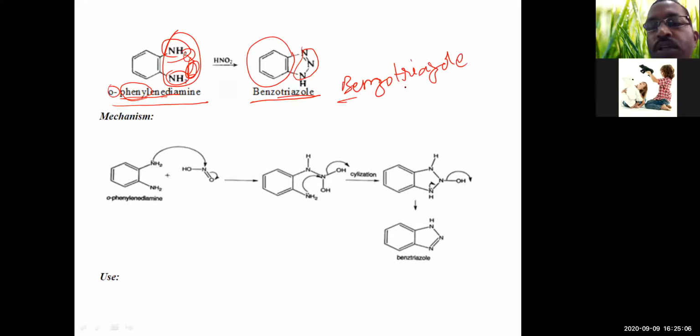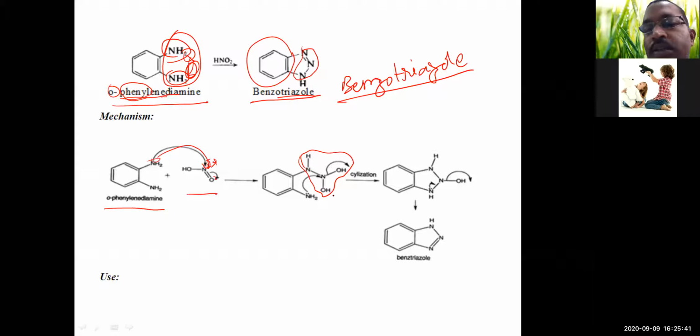Okay, coming to the reaction mechanism. So O-phenylene diamine, and nitrous acid is formed. This nitrous acid reacts with the amine part of it, because it has a lone pair of electrons here. And this nitrogen, because there is oxygen next to it, withdraws electrons and becomes partially positive. So this attacks this particular part, and this is the intermediate that is formed here.